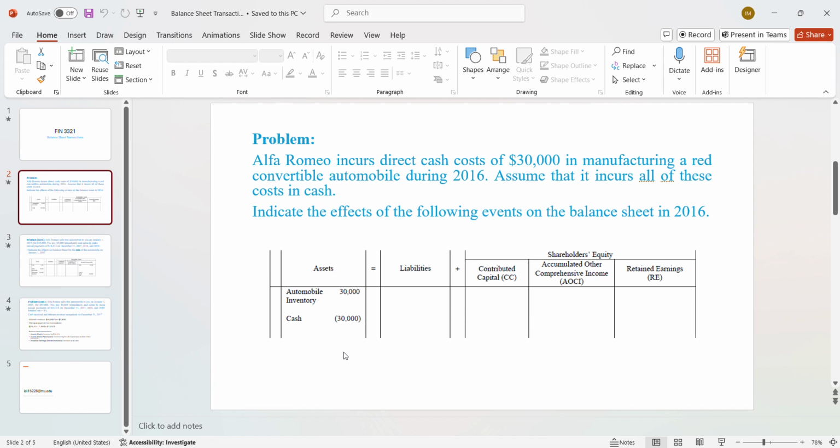So what happened on the other side? You have inventory as your asset, right? You now have a convertible automobile. So the 30,000 we add back to automobile inventory. We can see here this event only impacts the asset side, right? And we know that the equation should be equal. So in one account we have positive $30,000 and in another account we have negative $30,000. So this makes it equal in the transaction, right? All right.